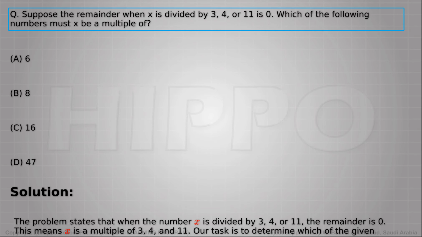Today we're looking at a number theory problem from the SAT. This question is all about divisibility. It gives us a number, x, and tells us how it behaves when divided by 3, 4, and 11. Our job is to figure out what else we can say about x based on this information.